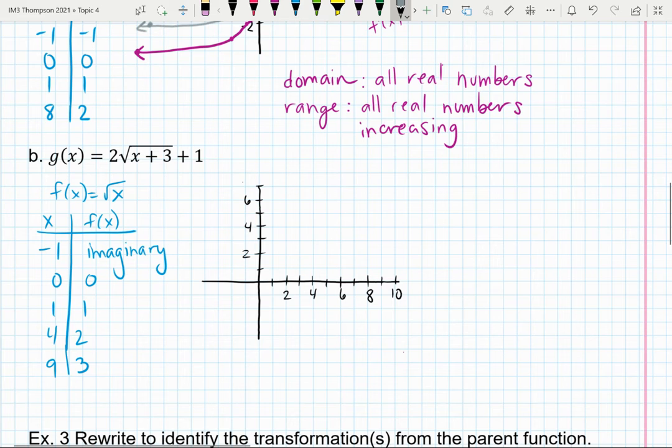So I know which parent function I have to use by looking at what I'm given. I have the square root of something. So that means I have to associate it with this function. Square root function. The square root function does not exist when x is negative.